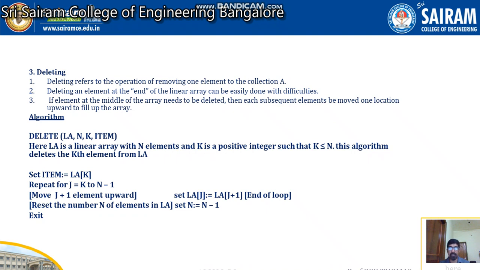LA is the array name, n is the number of elements before deletion takes place, k is the position of that item, and item is a variable where we are going to store the element to be deleted. So what we do is, we start our j, a counter-like variable, from the kth position till n minus 1.